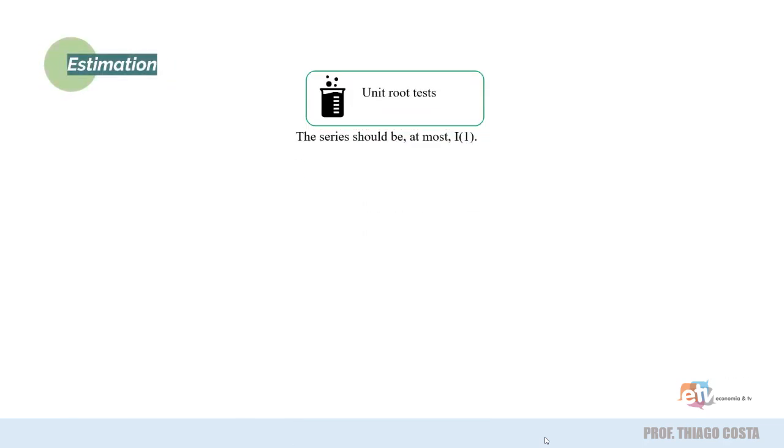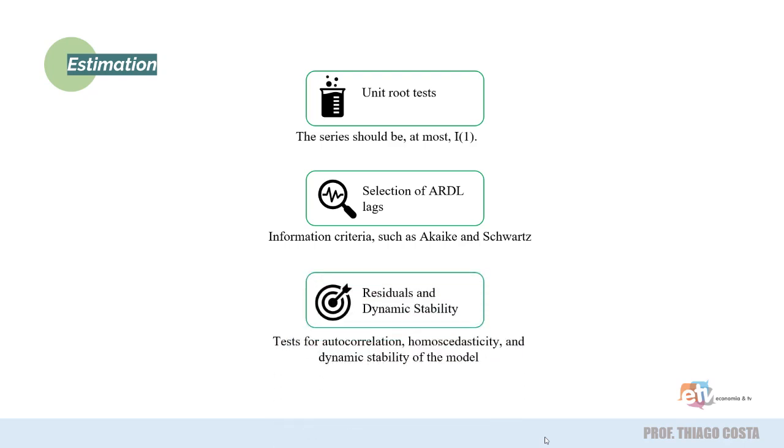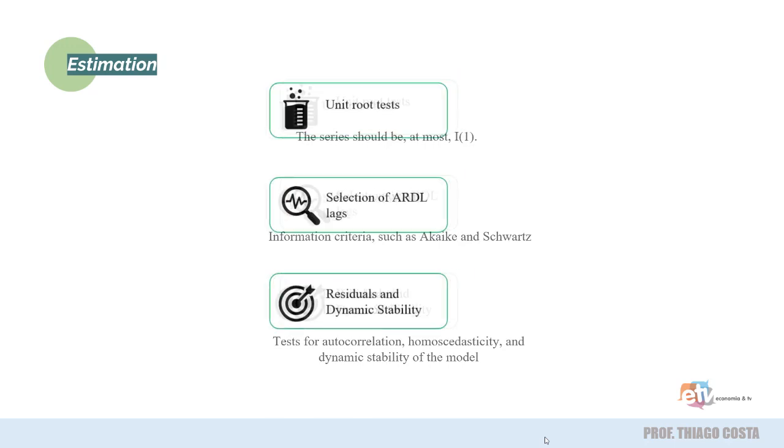Now, let's go through the estimation process. First, unit-root test. This is important to check if variables are integrated of order 1 at most. Second, estimate the ARDL model. We can use information criteria like the Schwarz criterion to select the best lag order. Third, check residuals. We need to ensure they are non-autocorrelated and the model is stable.